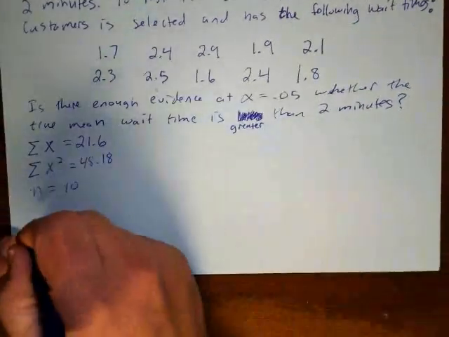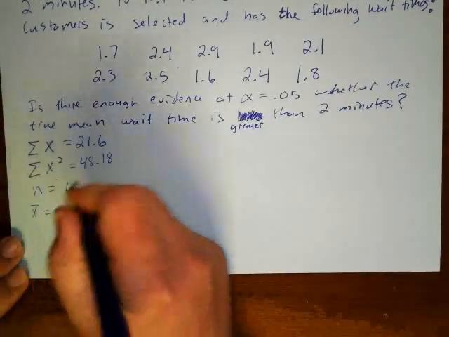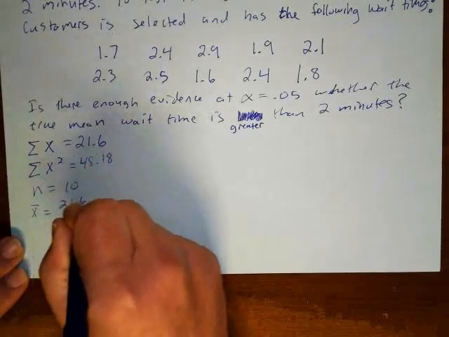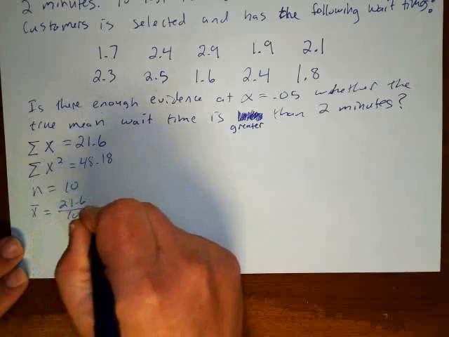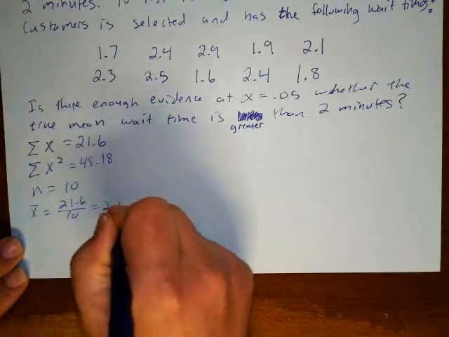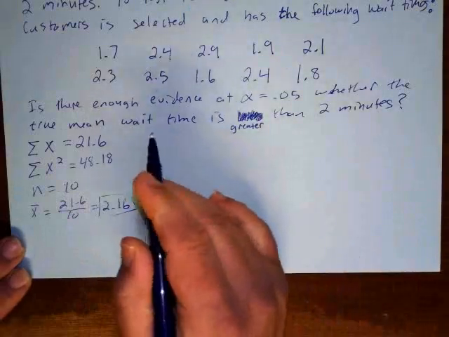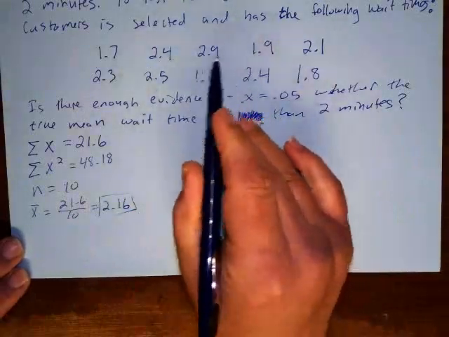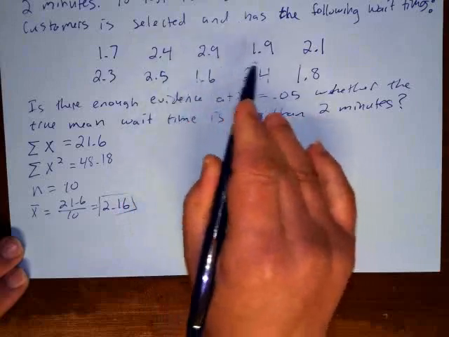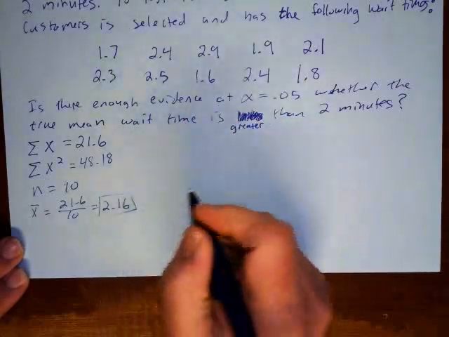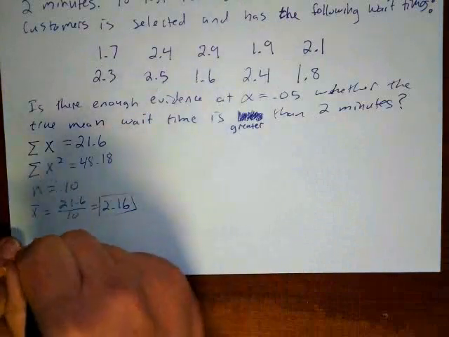Okay, so my mean is going to be the 21.6 divided by 10. And that's going to equal 2.16. And that's perfect because if I have to round, I want to round to one more decimal place than the data in the data set. And these are all to one decimal place. So I'm going to be rounding to 2 decimal places.